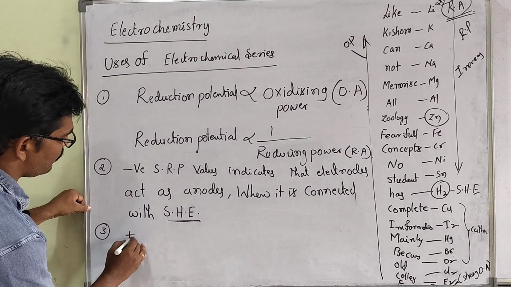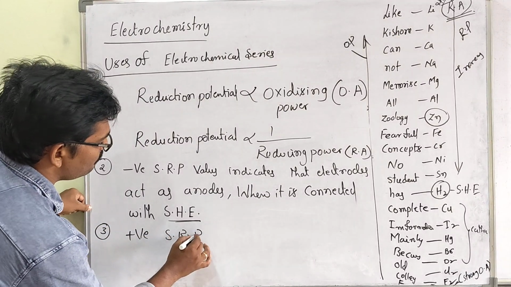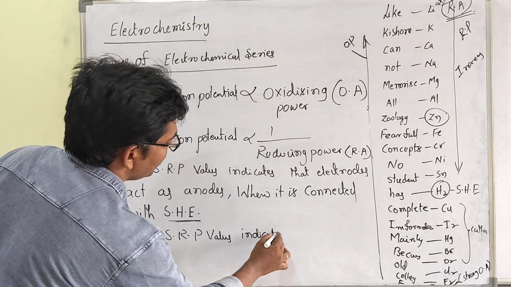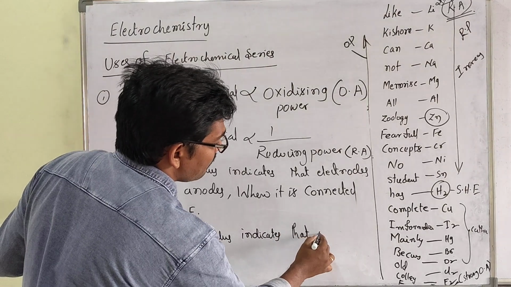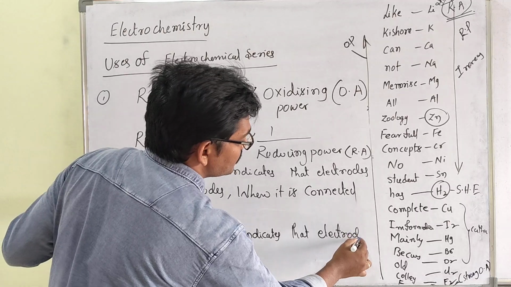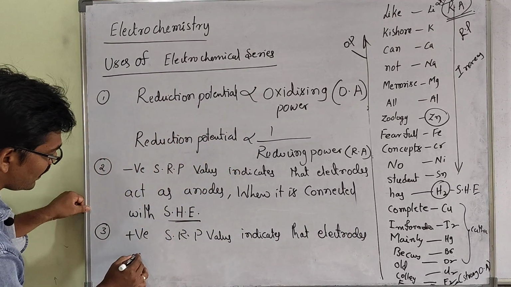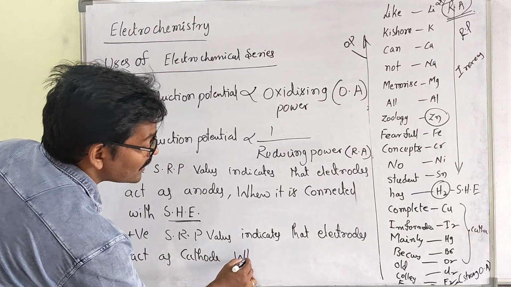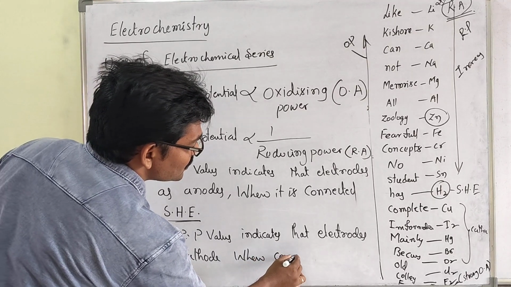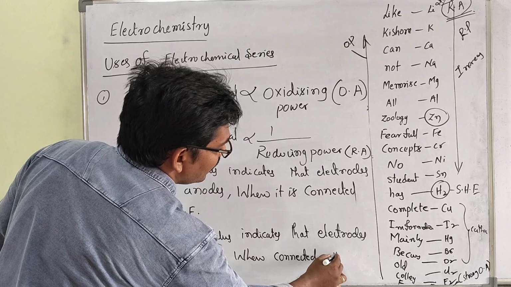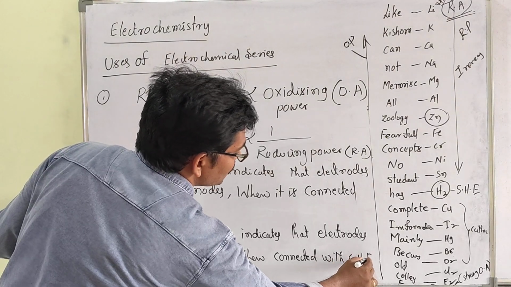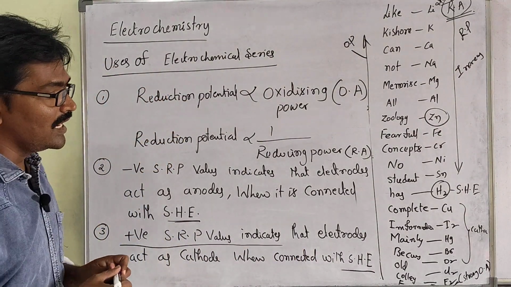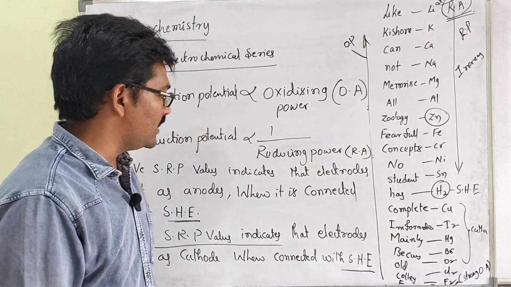positive reduction potential value, positive SRP values indicate that electrodes act as cathode when connected with SHE. When connected with SHE, స్టాండర్డ్ హైడ్రోజన్ ఎలక్ట్రోడ్ కి కనెక్ట్ చేసినప్పుడు పాజిటివ్ SRP వాల్యూస్ ఉన్నవన్నీ కూడా that is acting as a cathode. That is the second information.